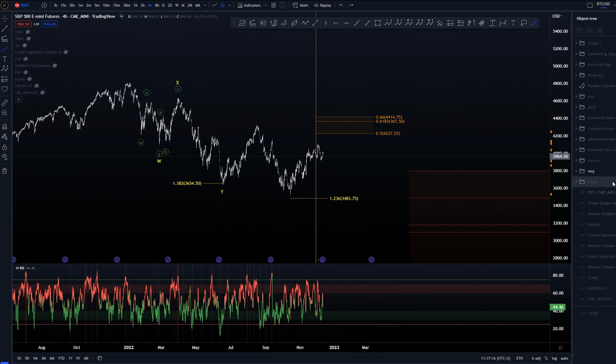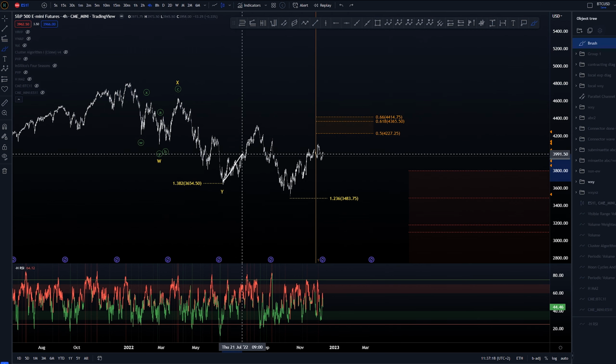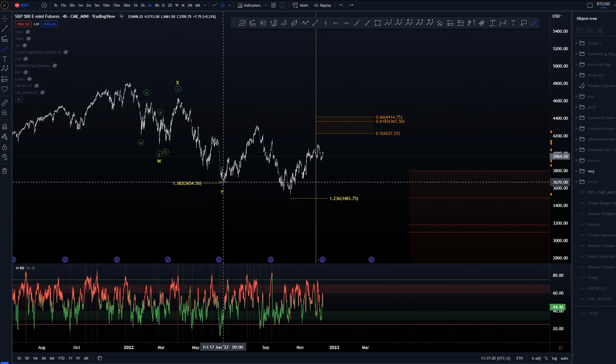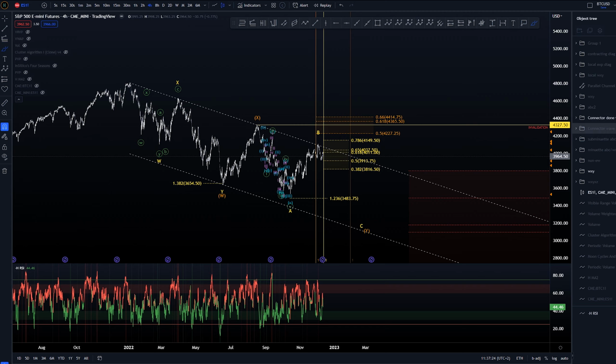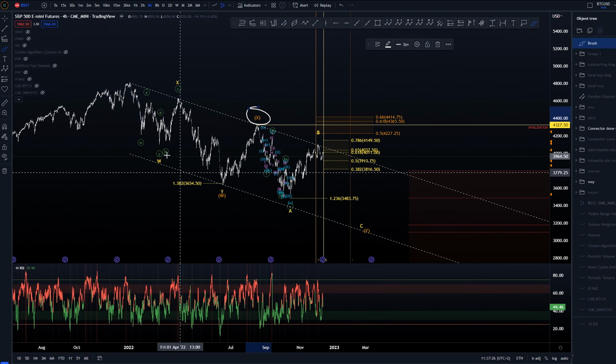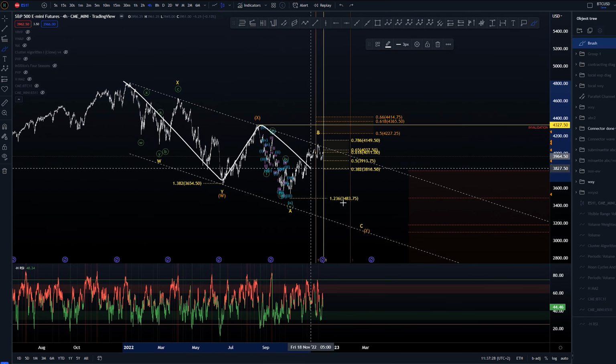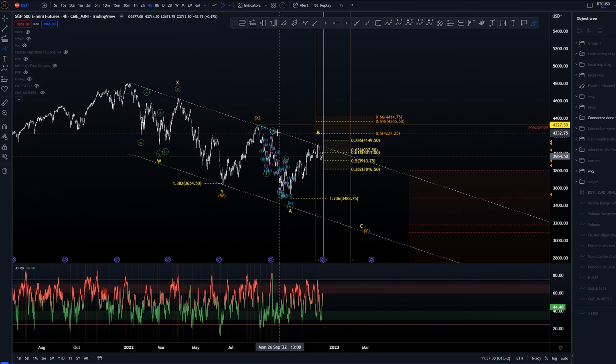But instead of that WXYZ, where this would be the X, we would be looking to create this as a connector wave, like this, into a higher time frame X. So this would be a WX, and then we would be looking for wave Y here.